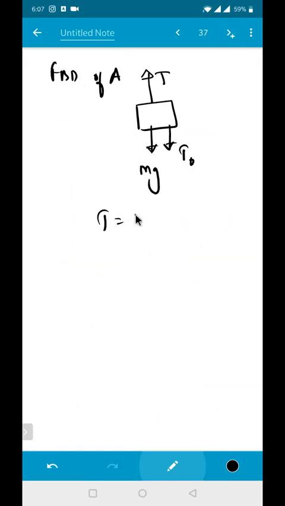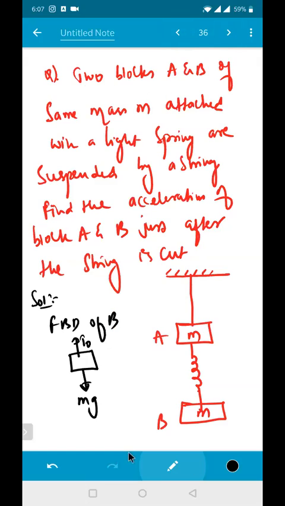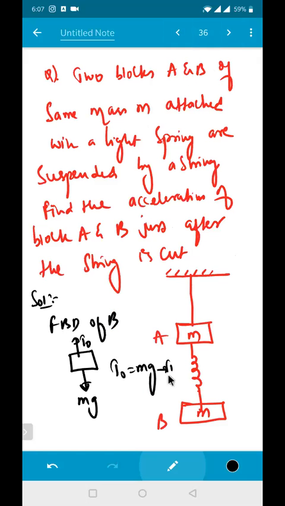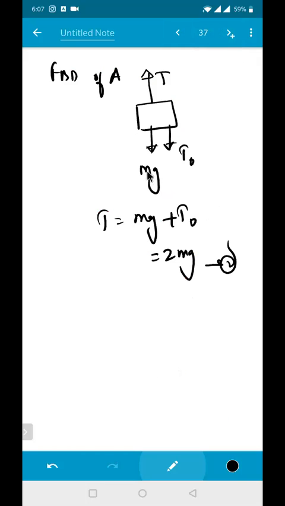So T will be equal to how much for me? Mg plus T naught. So that is equal to how much for me? 2 mg, because the T naught value I already got is equal to M into G in equilibrium, isn't it? So this is my equation number 2, and this one is my equation number 1. So I got roughly the relation between them. Capital T is the tension in the string, and T naught is the tension in the spring.